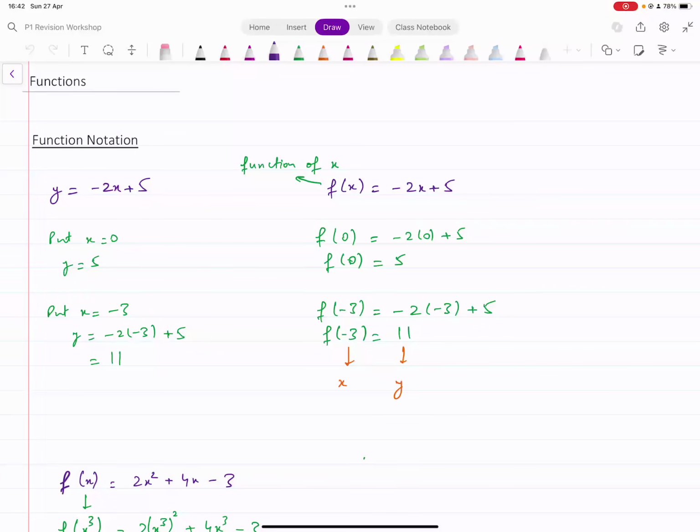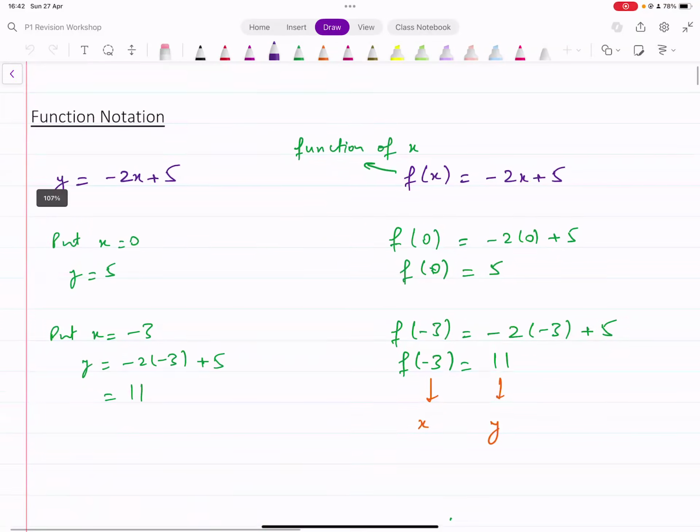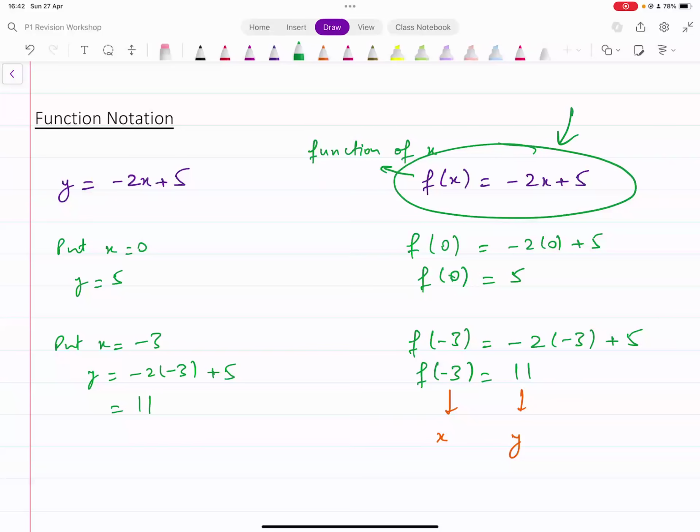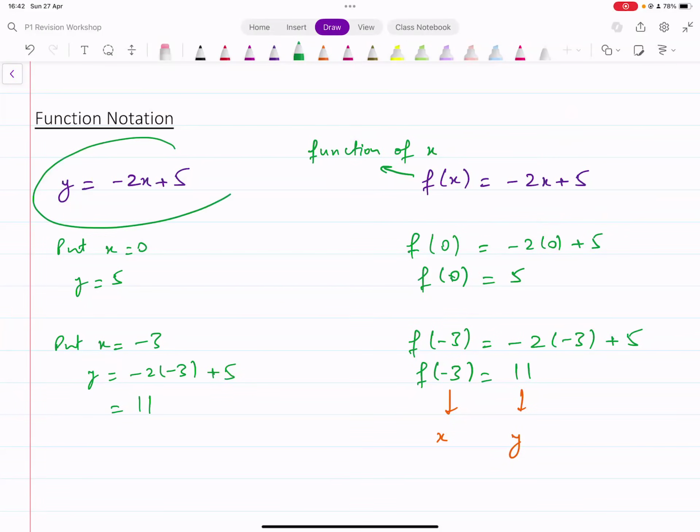Okay, so let's start with the next topic. This is functions. First of all, you need to understand what functions are about, what function notation is. So if you have any equation of this type, for example, y equals minus 2x plus 5, there's another way to write this, and that is you say this is f of x equals minus 2x plus 5, right? That's just another way to write down this equation that was in terms of y earlier.